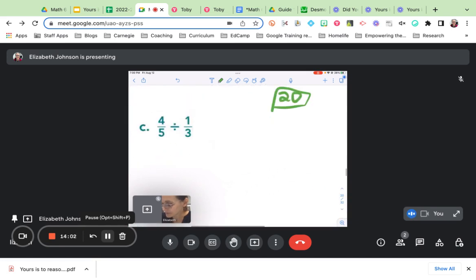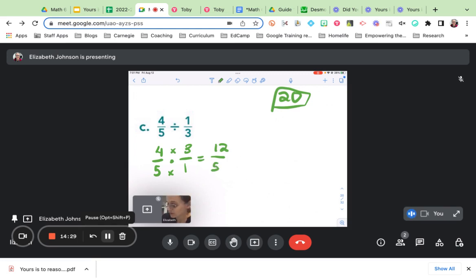How about this one? The 4/5 is not going to change. That's our dividend. Now our divisor, we're going to use the reciprocal. Instead of 1 over 3, we'll use 3 over 1. And then we multiply. We multiply numerator times numerator and denominator times denominator. 4 times 3 is 12, and 5 times 1 is 5. This is a perfectly good answer.